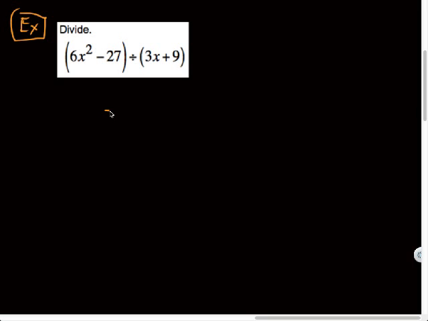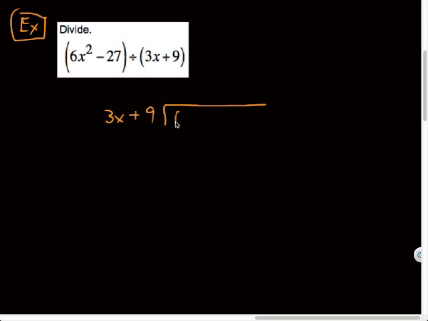Let me write this up. Let's put the 3x plus 9 as the divisor. And the dividend... Why is that a divisor? Well, this is the part I'm dividing by, so it's the divisor. Why would you divide it? Because it says divide. Yeah, there's a divide there.